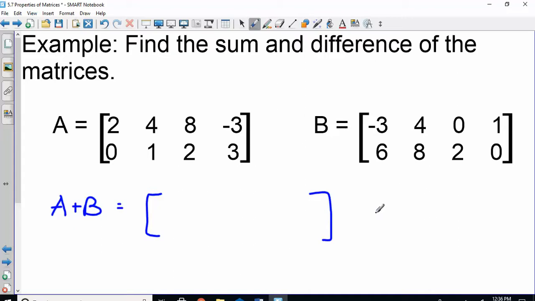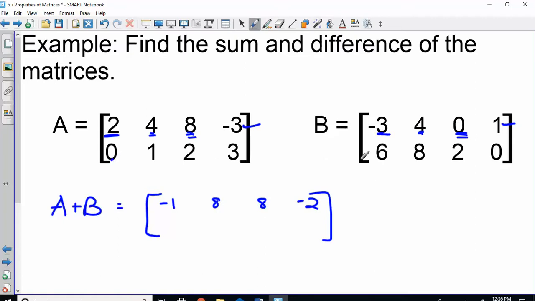What do you think I need to do to get each of these? Same locations. Add the corresponding numbers. So for the first entry, row 1, column 1, you add the numbers in row 1, column 1. So 2 plus -3 is -1. So for the next one, we do 4 plus 4, which is 8. 8 plus 0 is 8. -3 plus 1 is -2.